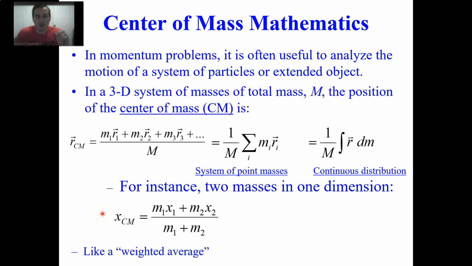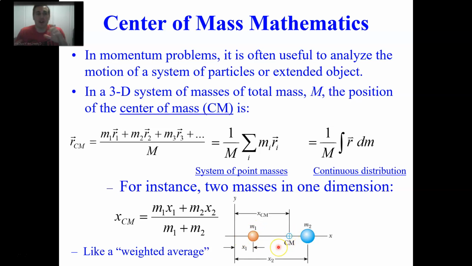Notice that, suppose you have mass 2 larger than mass 1, then the center of mass, which is often denoted with a circle and a kind of a plus through it, that is going to be the position of the center of mass, and it's going to be closer to mass 2 than mass 1. Okay?